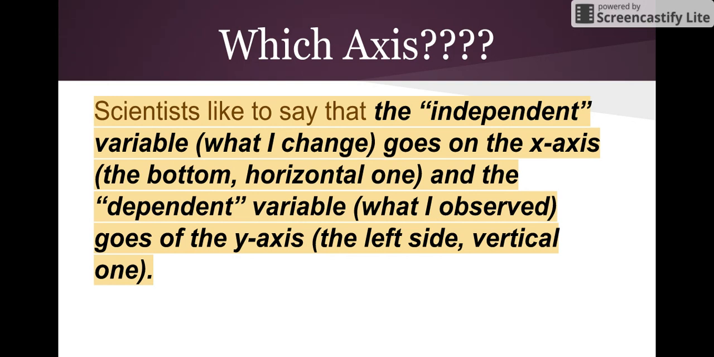If you want an acronym to write down, you can write down IVX and DVY. I'll write that down just to remember that my independent variable is what I change, which is also the x-axis, the horizontal one, and my dependent variable is what I observe, which goes on my y-axis, the vertical one. And vertical, remember, goes straight up and down, and horizontal goes straight across, just like the horizon.